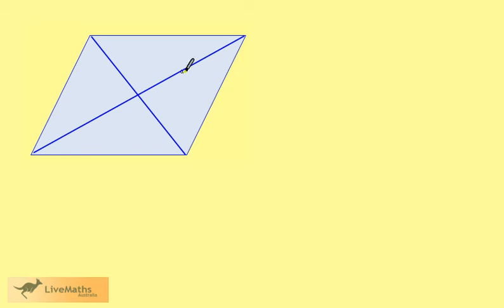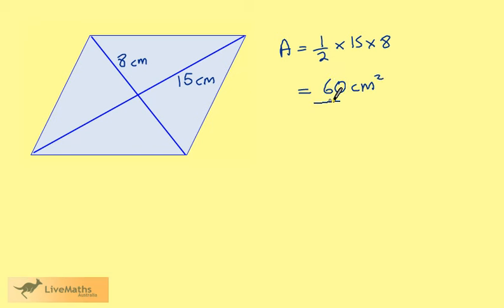Now suppose we had this situation where we knew that this was 15, the length of this diagonal, and the length of this diagonal was 8. Then the area would be a half times 15 times 8. If these are in centimeters, that would give us a half of 8 is 4 times 15 is 60. So 60 centimeters squared.